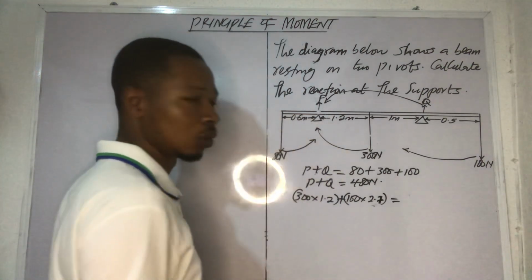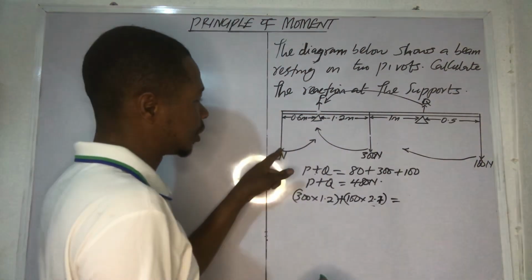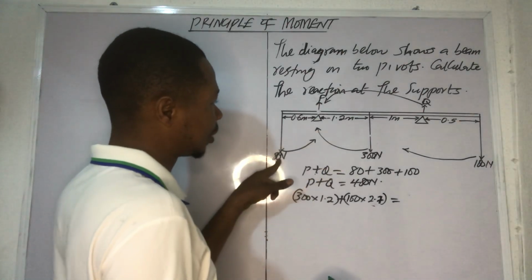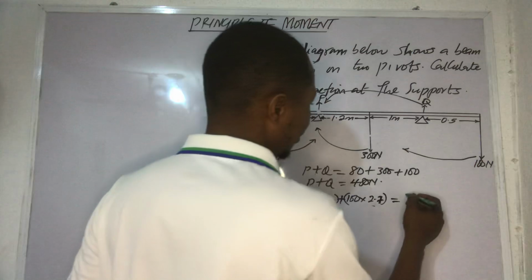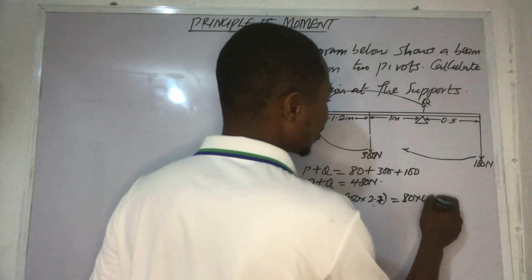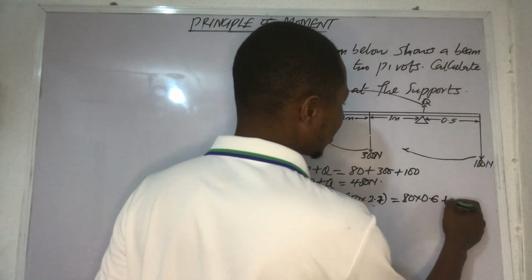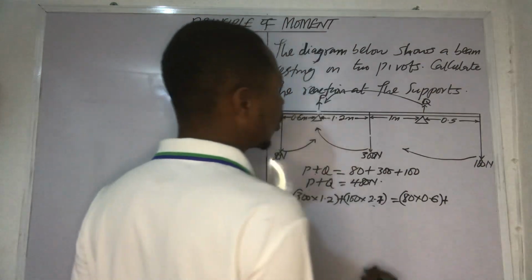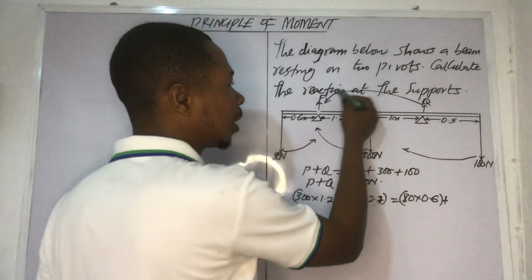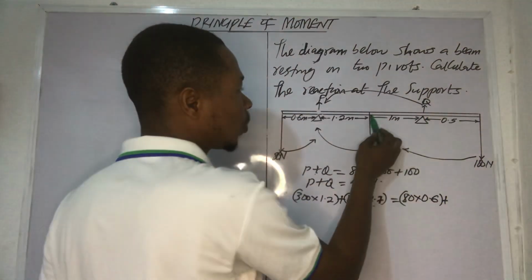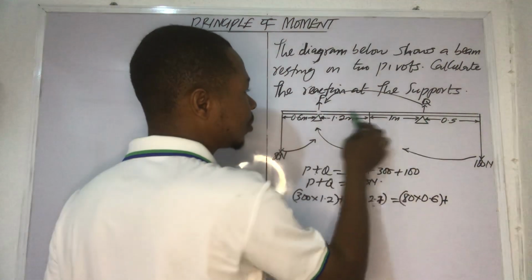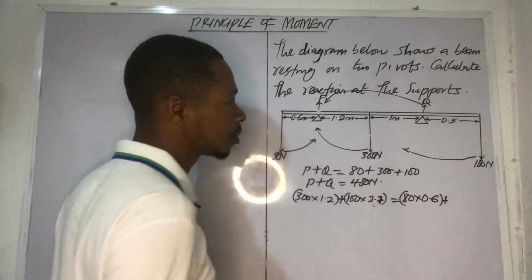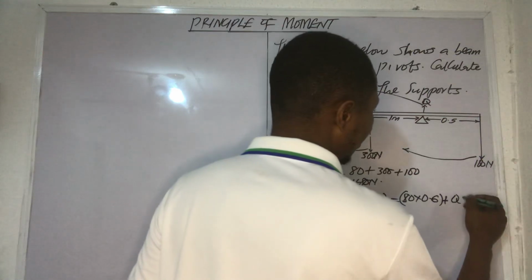Should be equal to the anti-clockwise now. This 80 going like this. So you have 80 times 0.6, the distance from this place to the pivot, plus this Q now coming like this. From here to here is 1, from here to here is 1.2. So the distance from this Q to this P is 2.2. So you have Q times 2.2.